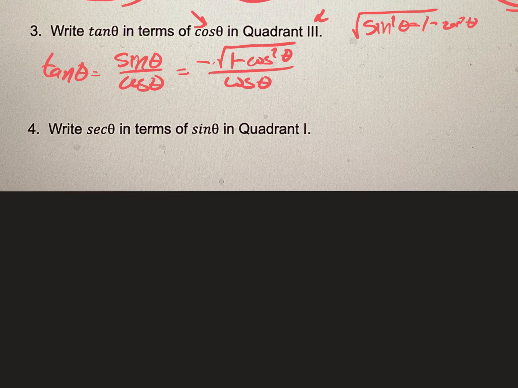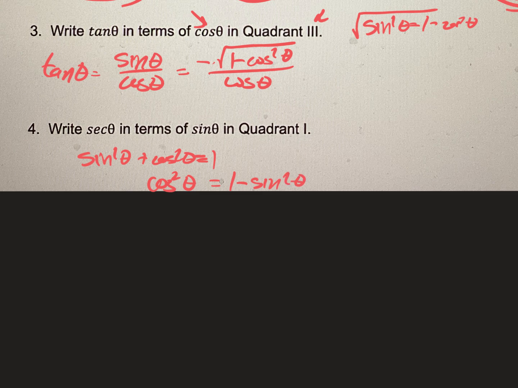Number 4, write secant in terms of sine. Okay, so here's what I know. I know sine squared plus cosine squared is 1. That's the most famous one. I'm trying to get secant, but I'm going to do cosine. Like cosine squared would be 1 minus sine squared.